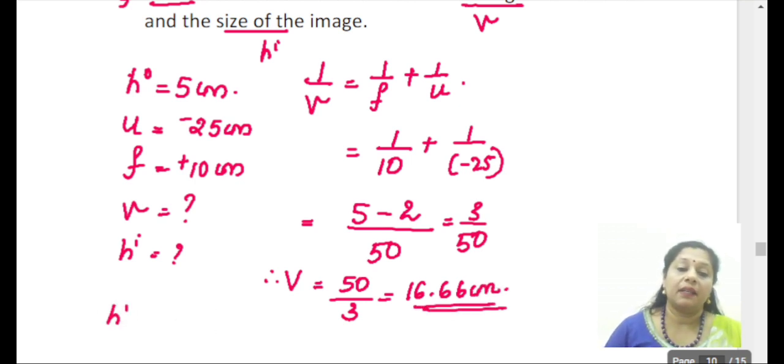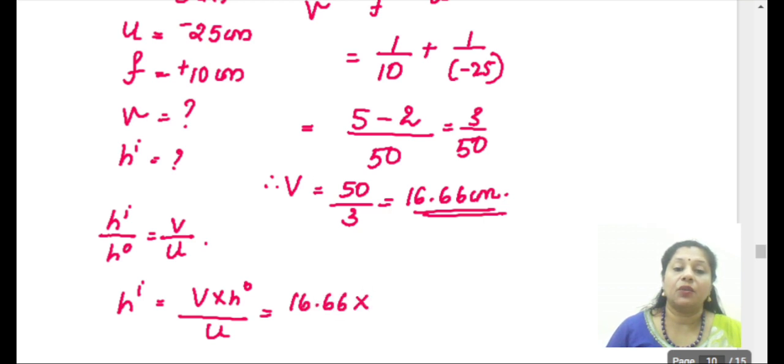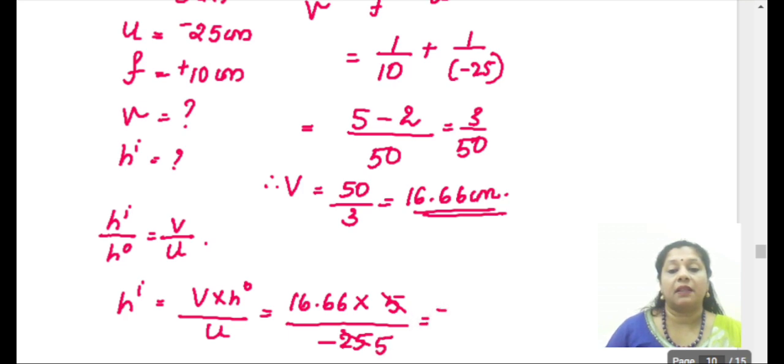Now HI by HO is equal to v upon u. HI is equal to v into HO by u. 16.66 into HO, which was 5 centimeter, divided by u, which was minus 25. So this will go 5 times, then minus.